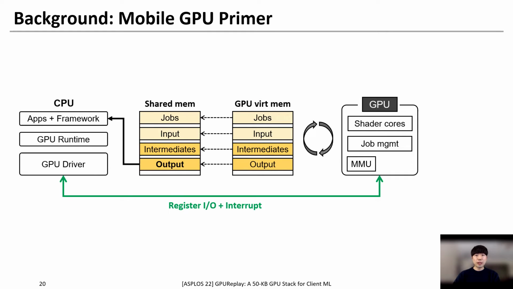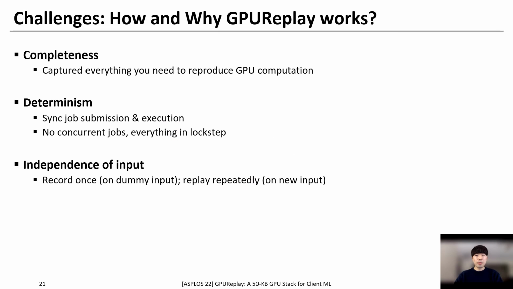Then, the GPU driver interacts with the GPU by register I/O and interrupt. For instance, when the input and jobs are ready, the driver kicks the GPU through a register command. The GPU accesses corresponding data through its page table. When the job is done, the GPU sends an interrupt as a notification, and the application can now see the output. Then, why does GPUReplay work?